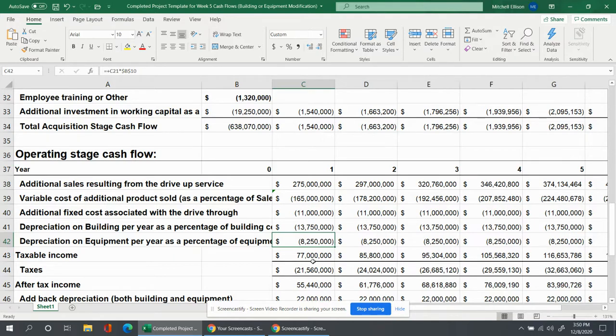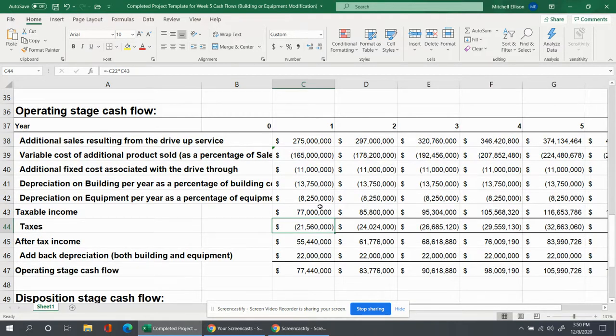When you bring all that down, you're going to get taxable income. When you add those, your taxes, again, you're going to take the rate of 28% times the number above. This gives you after-tax income.